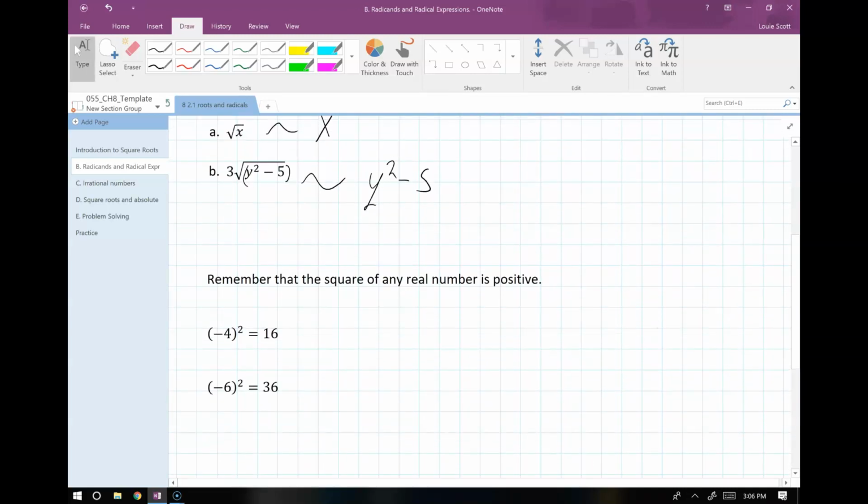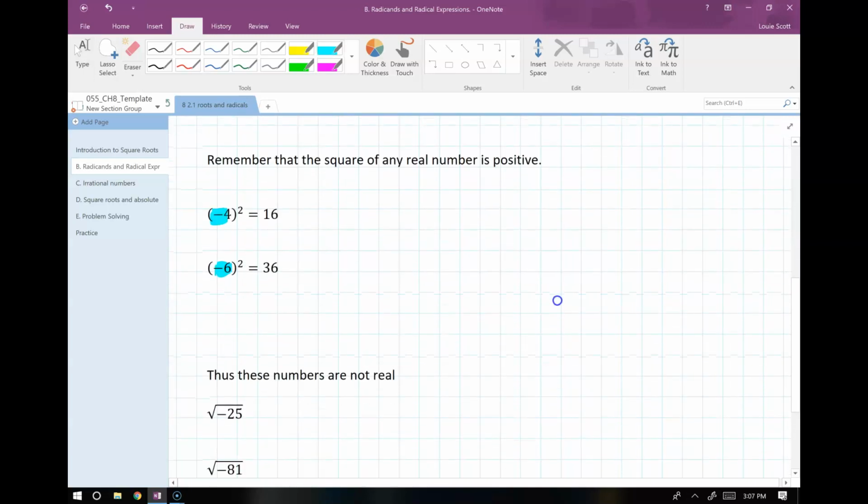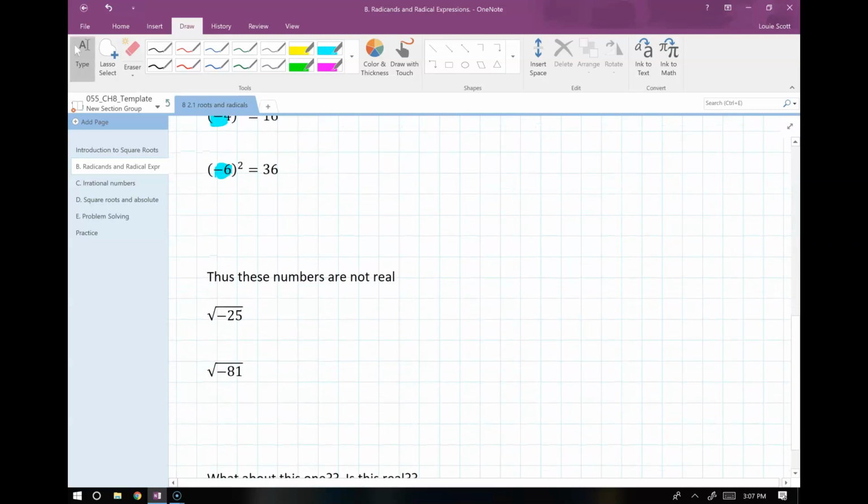So recall, before we go into the next portion, just remember that the square of any real number is going to be positive. Like these two numbers here, they were negative when we squared them, but the positive version comes out. So that tells us that square roots of negative numbers are not real, because there is no number that squares to give us these negative numbers.